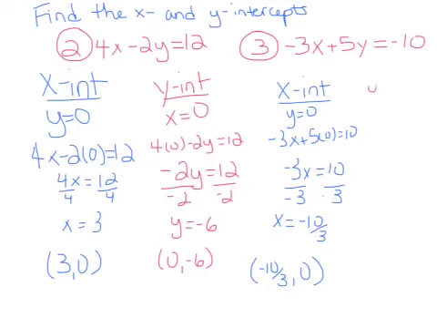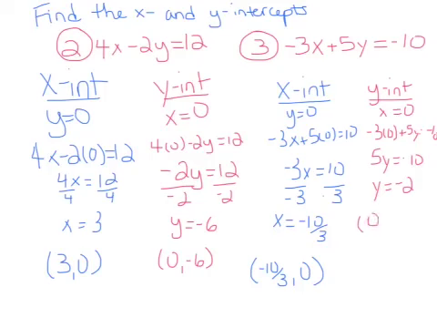Finally, your y-intercept for number 3. You're going to let x equal 0. That gives you negative 3 times 0 plus 5y equals negative 10. And you end up getting 5y equals negative 10, which gives you y equals negative 2. So your y-intercept is at 0, negative 2.